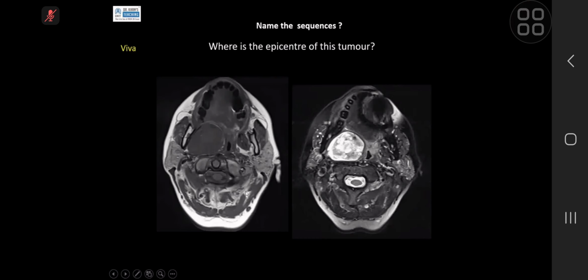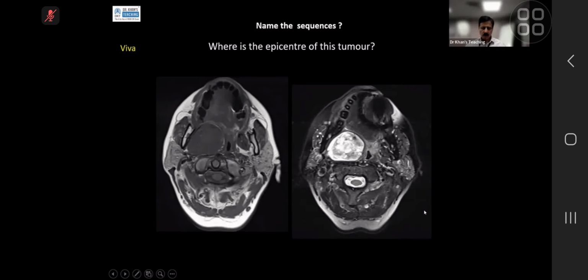Okay, so there is a well-defined, predominantly hypointense T1 and heterogeneously hyperintense T2 mass lesion, which is centered at the deep lobe of the right parotid gland. This displaces the parapharyngeal space and the nasopharynx medially with slight narrowing of the nasopharynx.